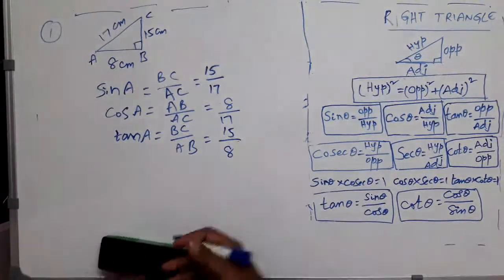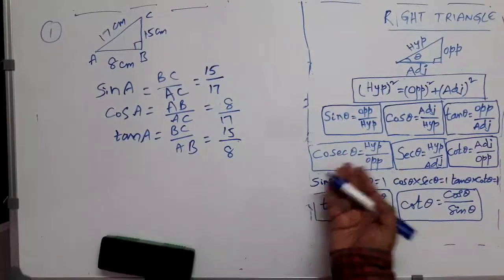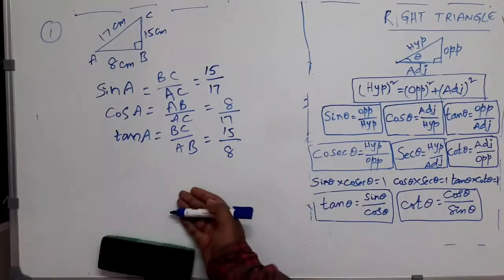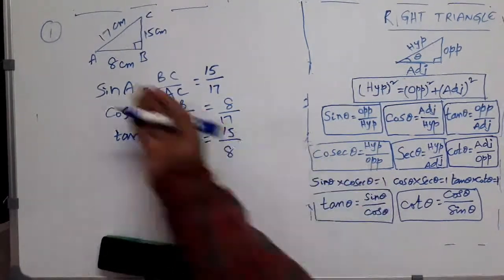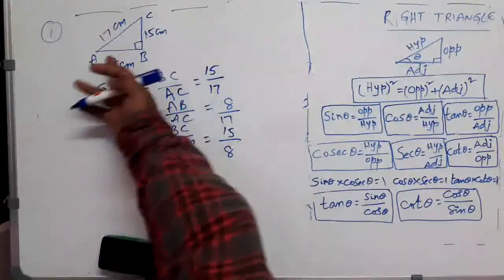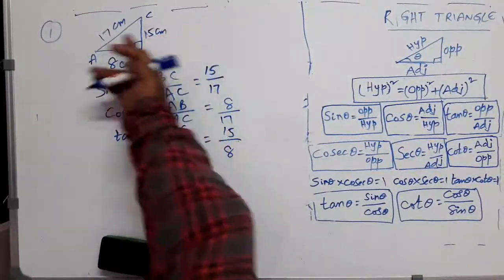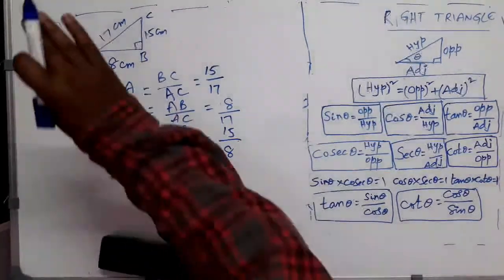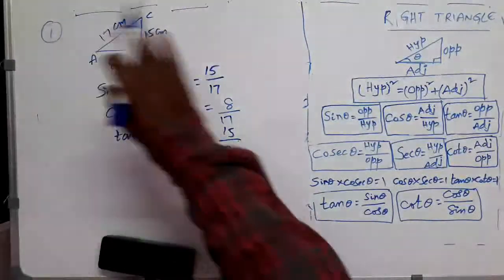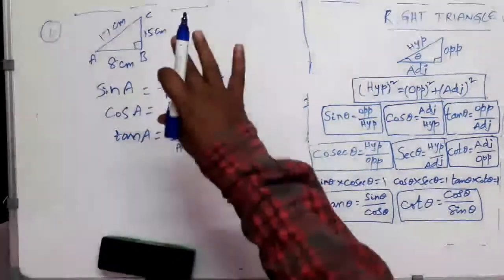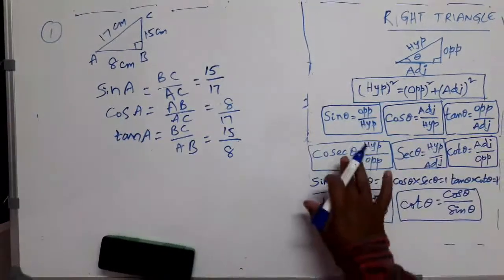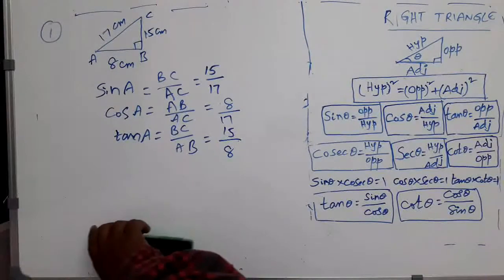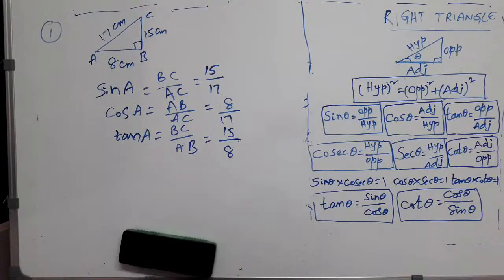Of course, even if you are asked the values of the remaining three ratios also, you can give them. Yes, if you are asked to find cosecant theta, what will be the answer? Hypotenuse by opposite. So 17 by, what is opposite to angle A? 15, right? 17 by 15. And the same way you can give the remaining two also, right? So if the lengths of all three sides are known, you can give any value of any ratio of these six trigonometric ratios, right?